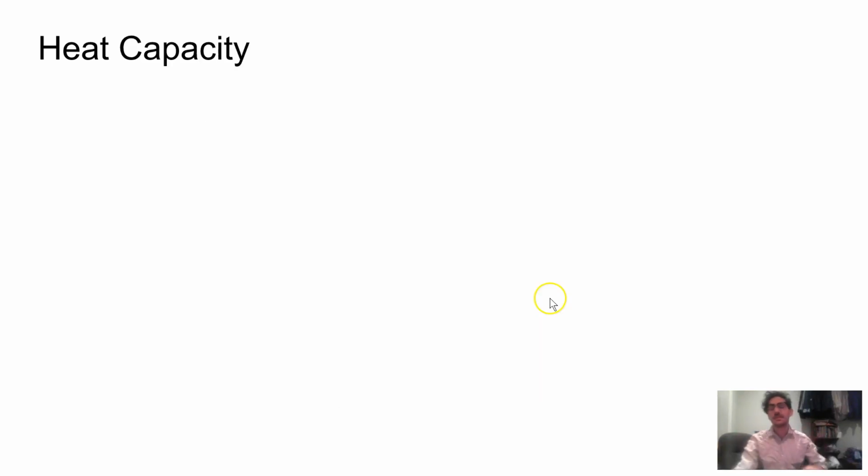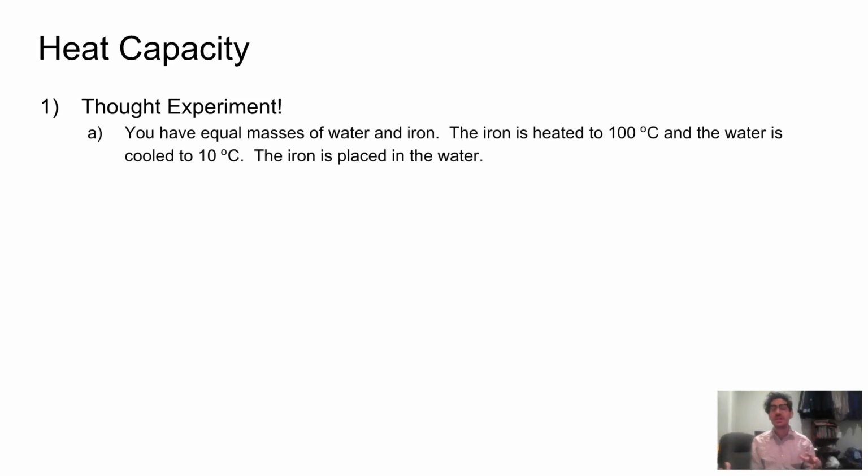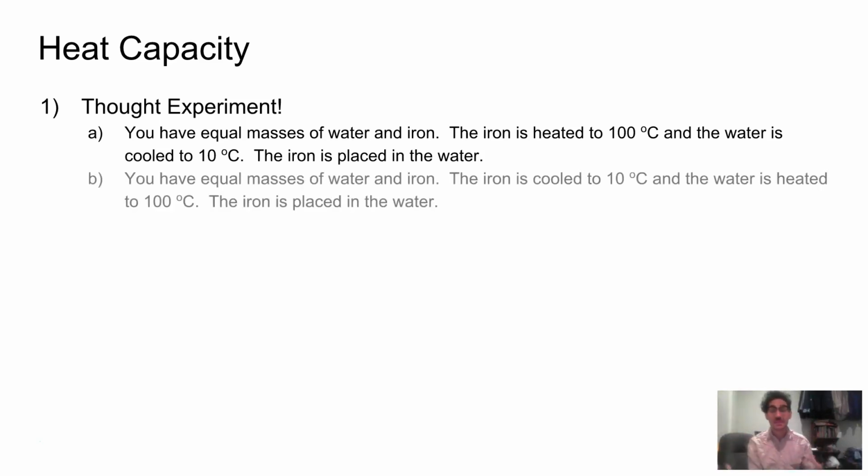So heat capacity. Well, before we talk about that, let's do a little thought experiment. Imagine you have masses of water and iron, liquid and metal. The iron is heated to 100 degrees Celsius and the water is cooled to 10 degrees Celsius, and then we put the iron in the water. Okay, imagine at the same time, you've got another set, equal masses of iron and water. Now we've got the iron cold, the metal, and put it in hot water.